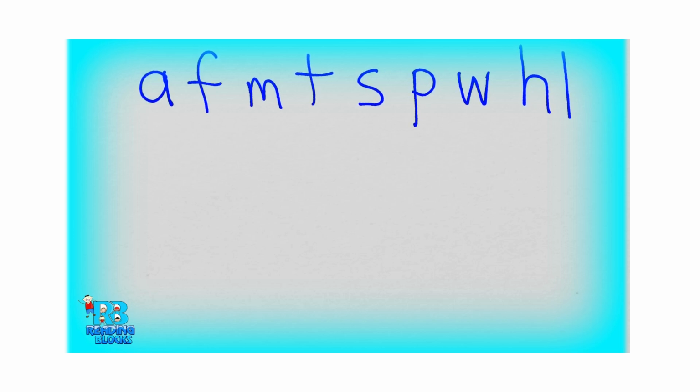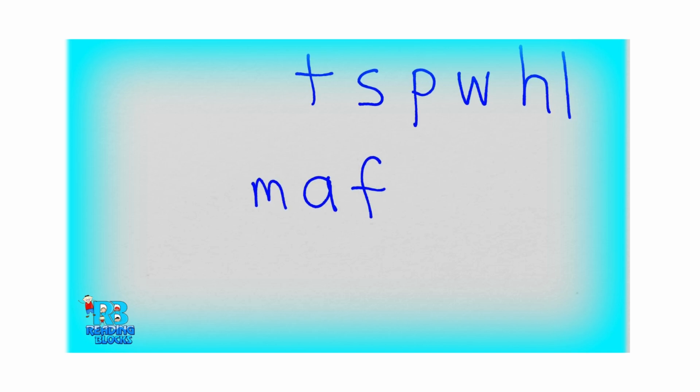Let's take the first two, bring them down, and we have af, af. So let's make a few words with this af sound. If we take our m sound, now we have m, af, math. Very good. Now if we take away our m and add our t, we have t, af, taff. Very good. Now let's take away our t sound and add our s. And we have s-af, saf.